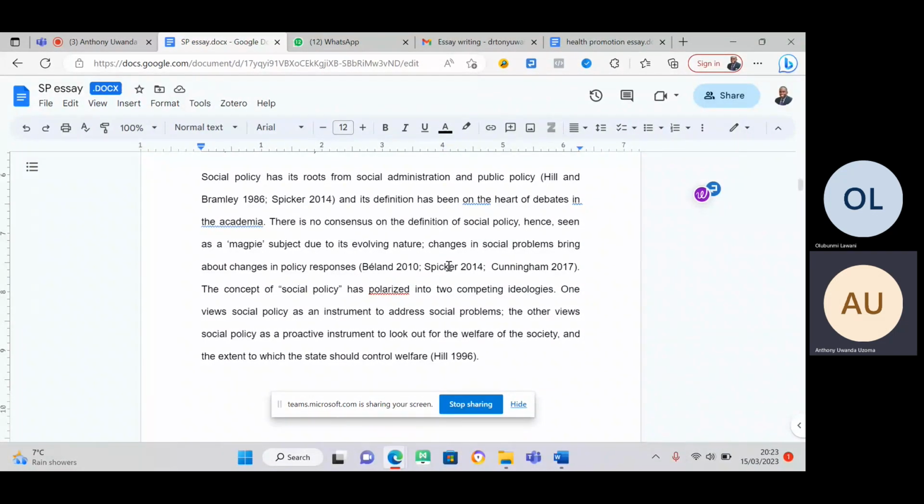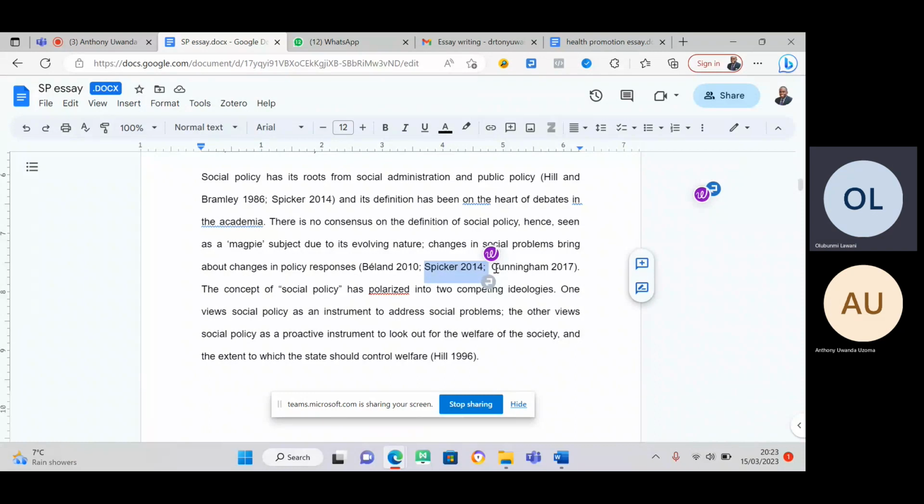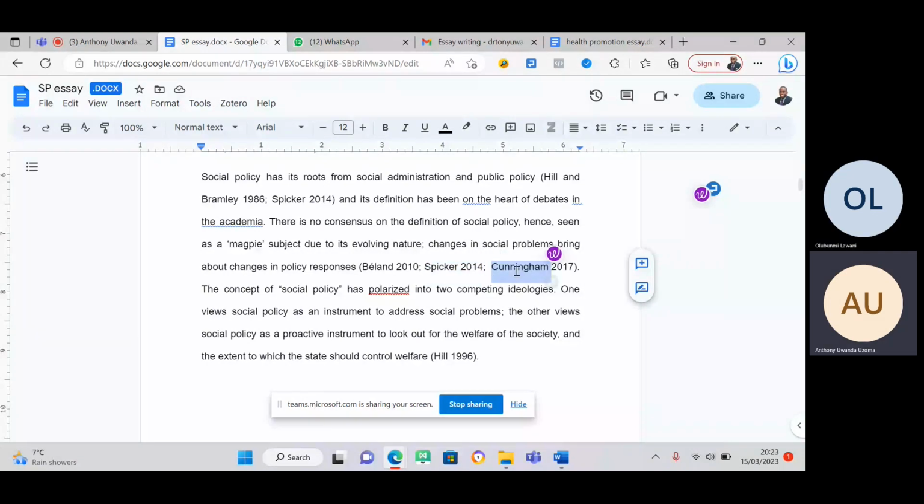Remember, I told you that I got my references from my PowerPoint. Then I went to the library and got those textbooks. So some of the things I'm showing here are in the textbook, some are in the PowerPoint, and others are in other social policy textbooks in the library section.